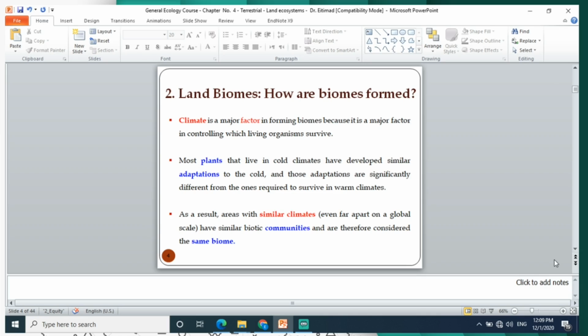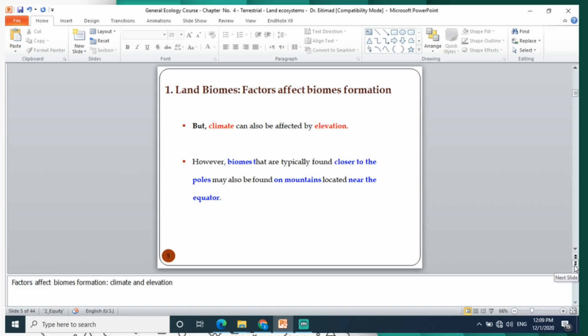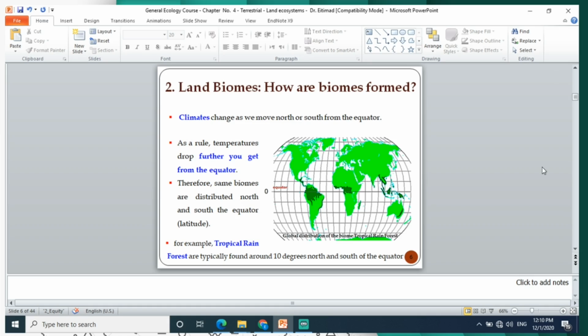As you know, most plants that live in cold climates are adapted to the cold, and those adaptations are significantly different from the ones required to survive in warm climates. But it is not only climate that affects biome formation, but also elevation, because climate is also affected by elevation. Biomes that are typically found closer to the poles may be found on mountains located near the equator. If there is a mountain at the equator, the top of the mountain will have a different climate from the foot of the mountain.